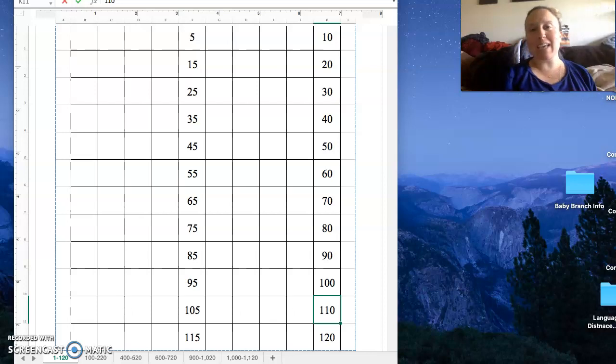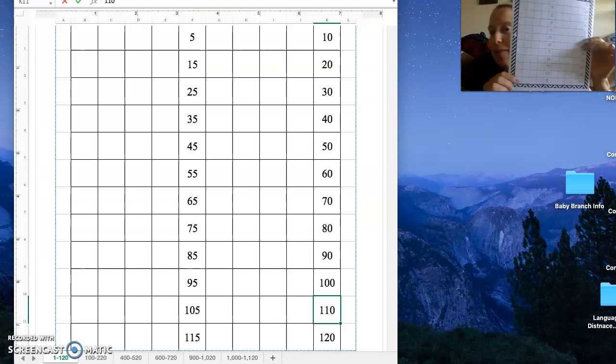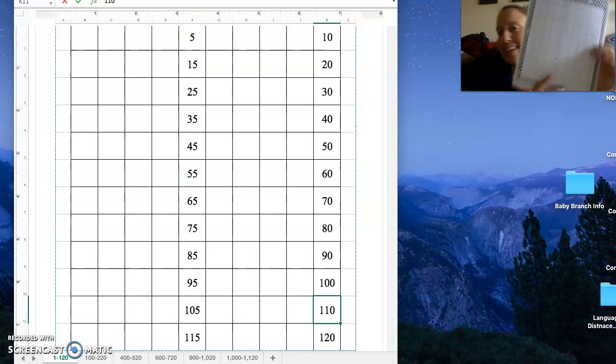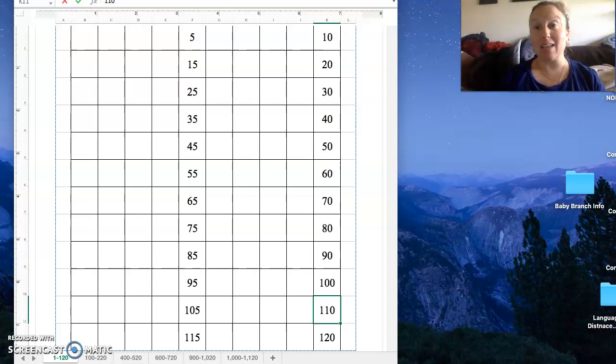So I found a way to make an interactive 120 chart, just like this one, which you have in front of you. And what I did was I had to make an Excel chart. So that's what you're looking at on my screen. And so I'll be able to type it in and we'll be able to go through what I'd like us to do.